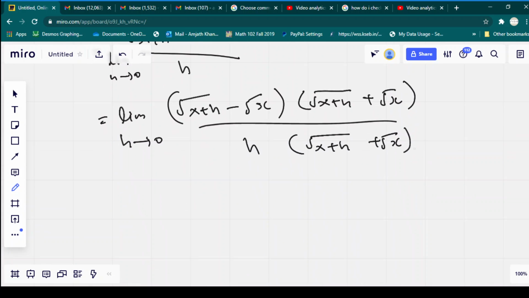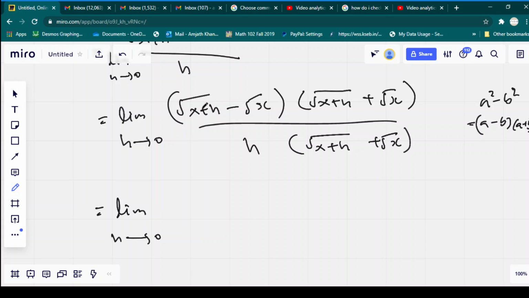The numerator becomes the product of the conjugate radicals: the square root of x plus h minus the square root of x, times the square root of x plus h plus the square root of x. We can use the a squared minus b squared formula as a minus b times a plus b. So this is equal to a squared minus b squared.